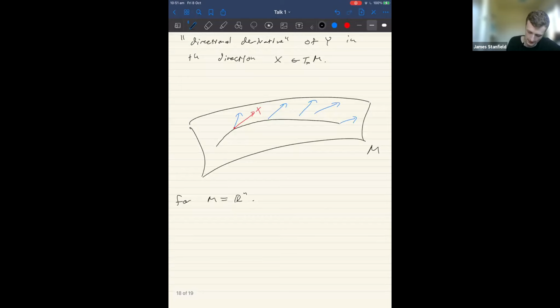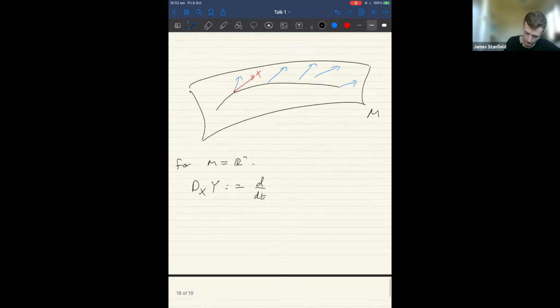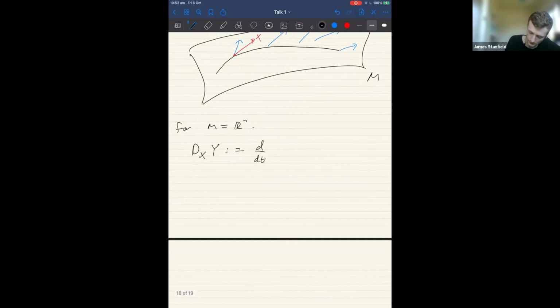We define the directional derivative in the direction X of Y as just the usual derivative of Y composed with some function gamma, and we evaluate that at t equals 0, where gamma of 0 is just X, where we want to take the directional derivative, and the derivative of gamma at 0 is equal to X.